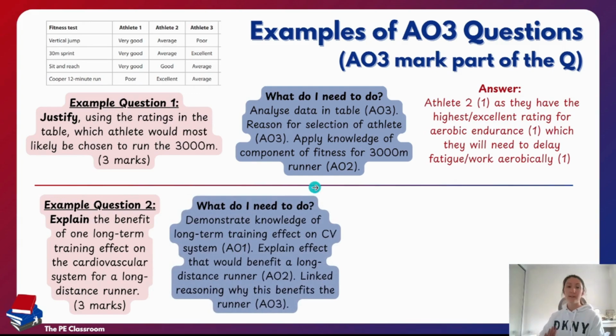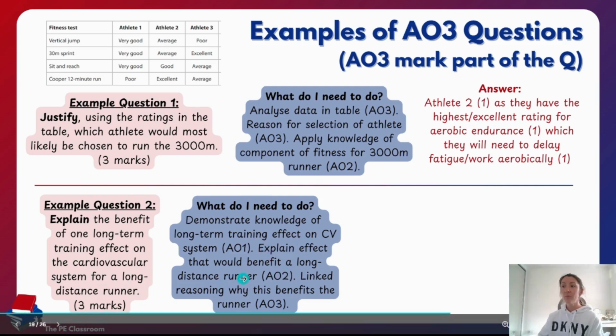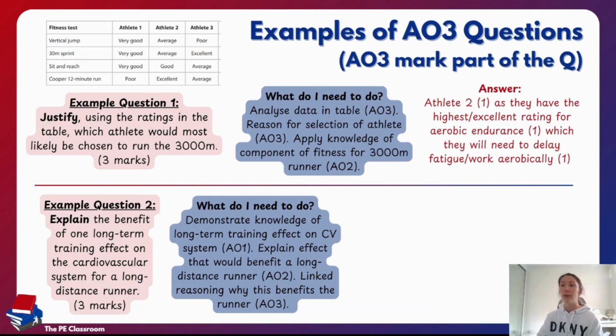If you talked about another system, you would not get a mark. So if I demonstrate my knowledge of what is a long-term effect of the CV system, that's 1 mark, you're demonstrating the knowledge for your AO1. You then obviously need to explain the effect that it would have on and how it would benefit a long distance runner, and essentially say why you think that.